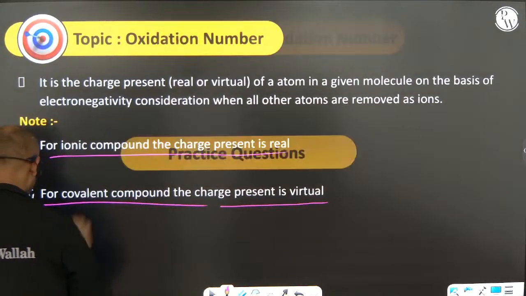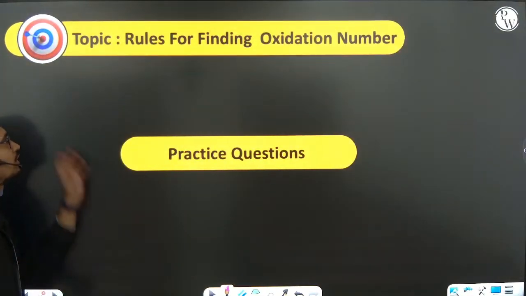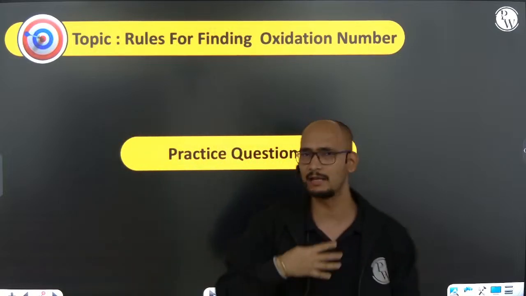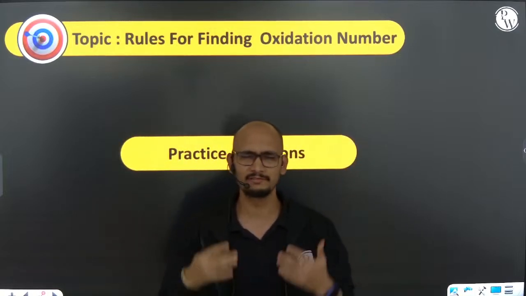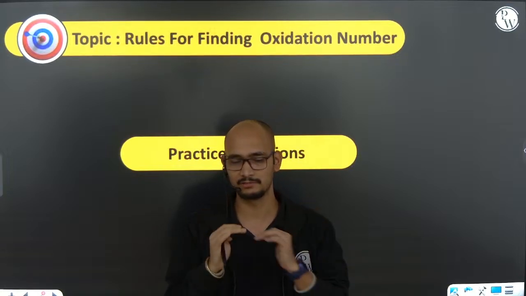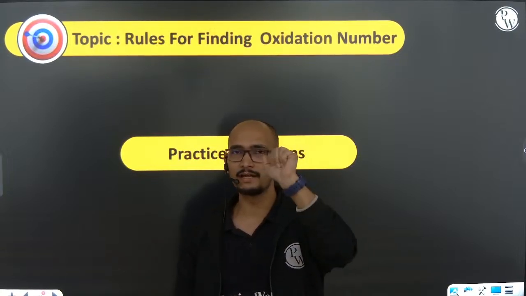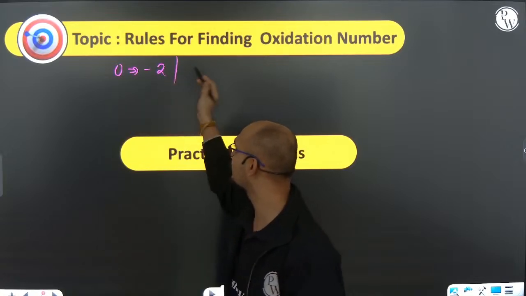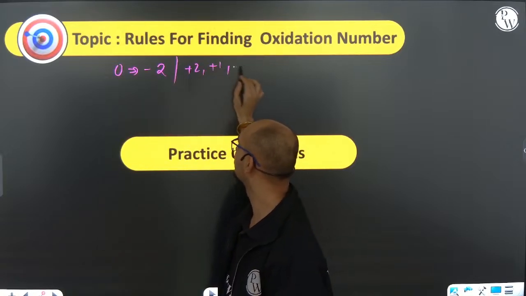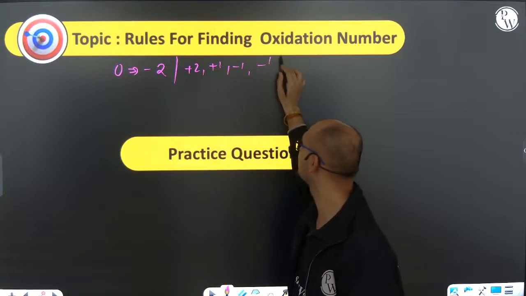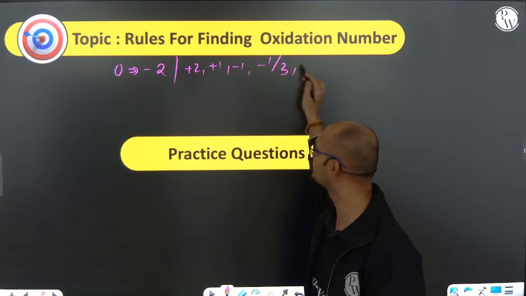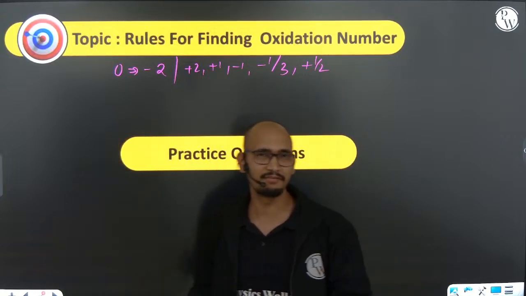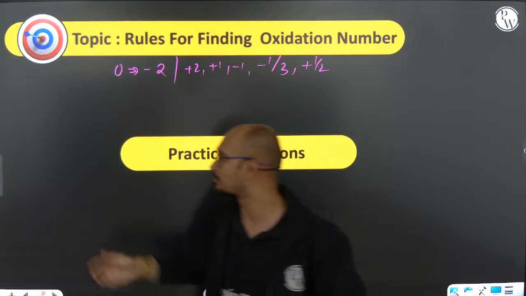Next, we are going towards practice questions for the rules for finding oxidation number. A few of the rules are there, though here they are not written, but I'm telling you verbally. I hope this is all you know about it. Just go through it, revise it. Everybody knows that oxygen generally shows -2, but it can also show +2, +1, -1, -1/3, and many more, like +half. It can show these oxidation states in different examples.